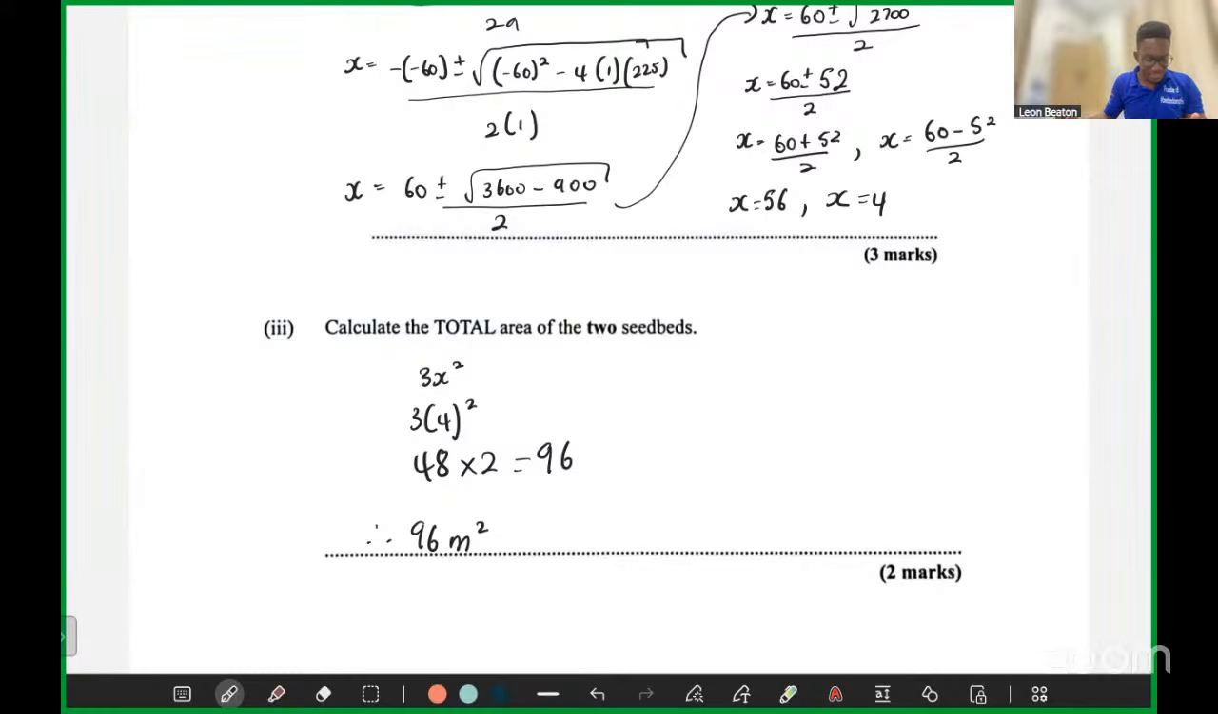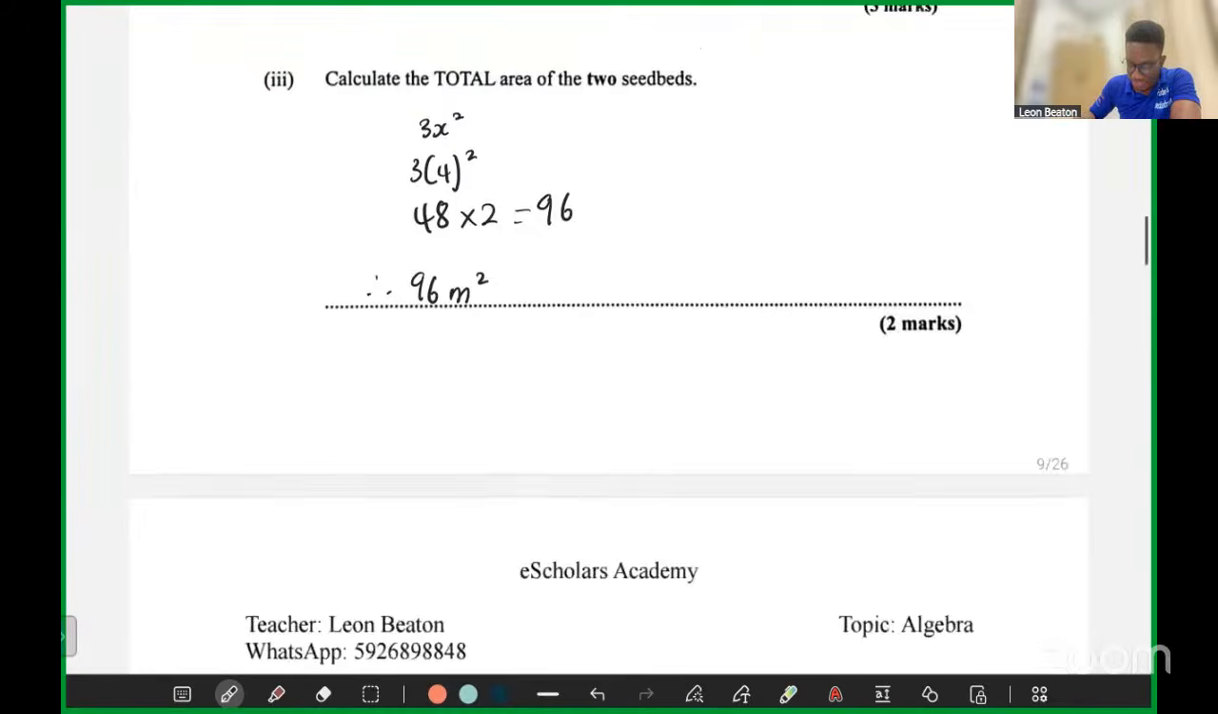All right, so Stephen. Yeah, so that's that, right? 96 meters. All right, so let's go on.